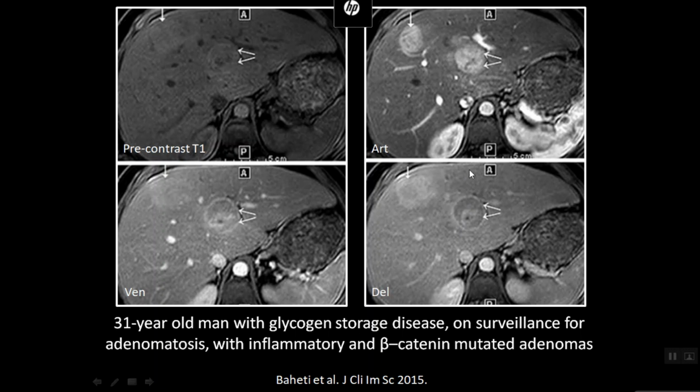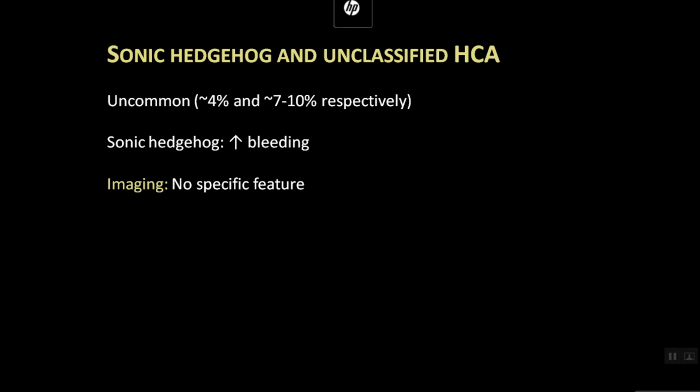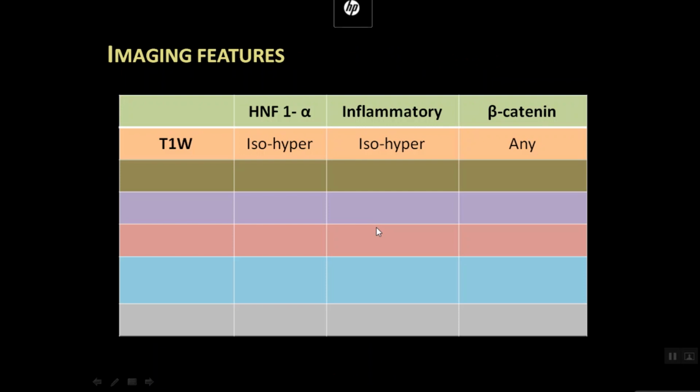So if you see this, you think about it. But often they will look like this also, so it's very difficult to be sure. So follow-up becomes very important in adenomas, right? Now these are the other types. There's something called Sonnen-Hitchcock, and there are unclassified adenomas. There are various other types, and don't worry about them. So these are the three main types you have to remember, right?